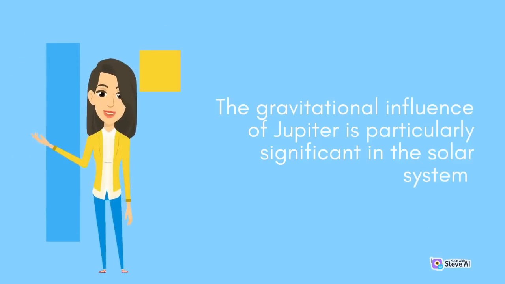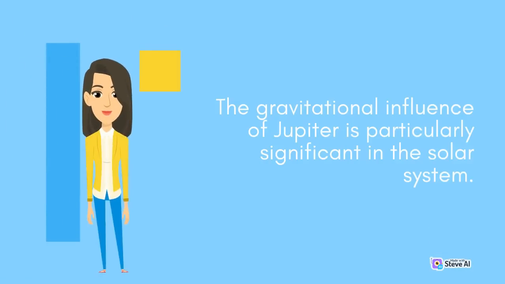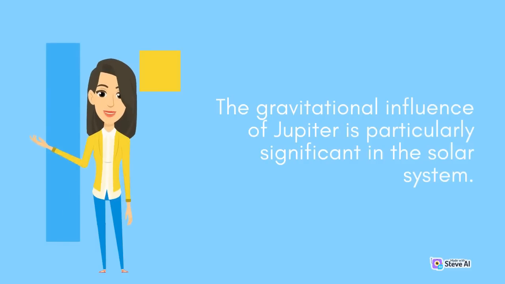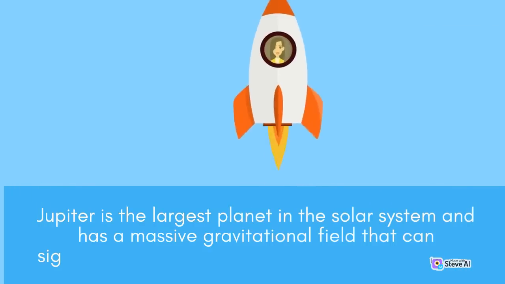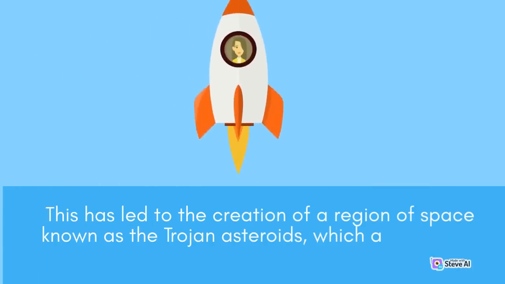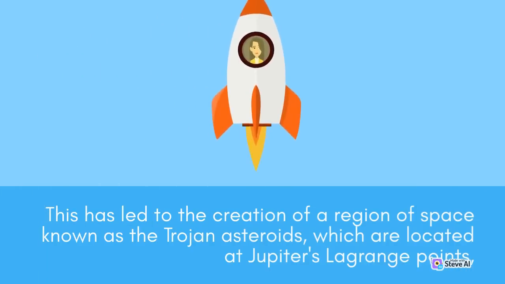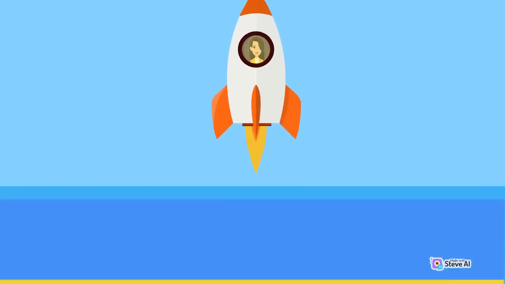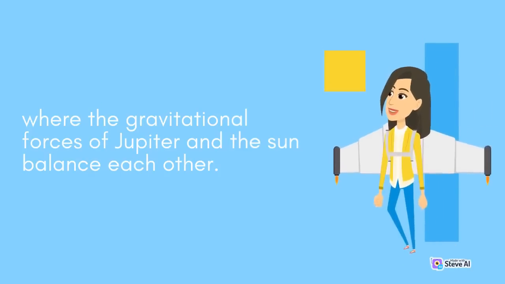The gravitational influence of Jupiter is particularly significant in the solar system. Jupiter is the largest planet in the solar system and has a massive gravitational field that can significantly influence the orbits of nearby objects. This has led to the creation of a region of space known as the Trojan asteroids, which are located at Jupiter's Lagrange points, where the gravitational forces of Jupiter and the Sun balance each other.